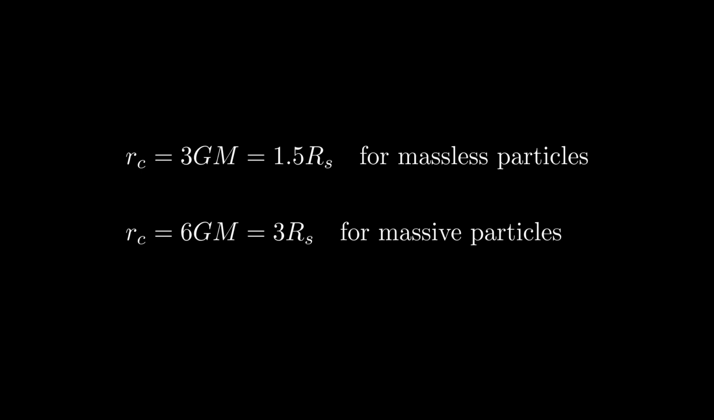This is where a photon can orbit a black hole in a circle, but it is unstable, so any perturbation will send it into the black hole or off to infinity. For the massive case, 3 times the Schwarzschild radius is the minimum stable circular orbit. Between 1.5 r_s and 3 r_s, we would have unstable circular orbits for massive particles.